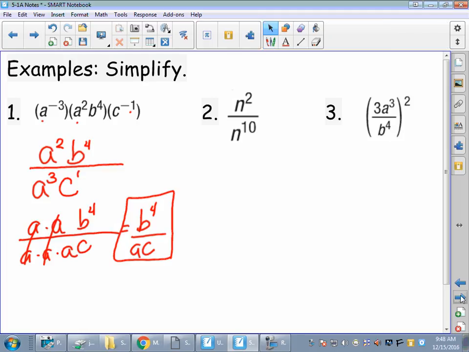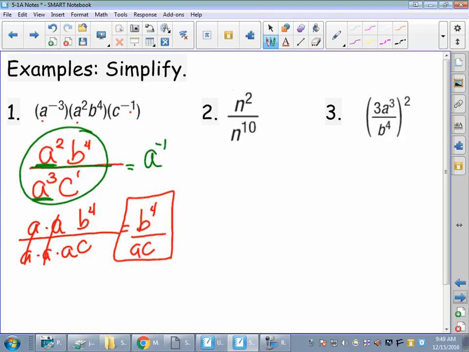Just want to reiterate, there's more than one way to do this problem. If I started here, I could have divided the a's. I have a common base, and I'm dividing, so I could subtract their exponents. It's always top minus bottom. So 2 minus 3 would give me a to the negative 1, b to the 4th, over c. I can't leave my answer like that, so the very last step I would have to do is to bring that down on the bottom. So I'd end up with the same answer again.